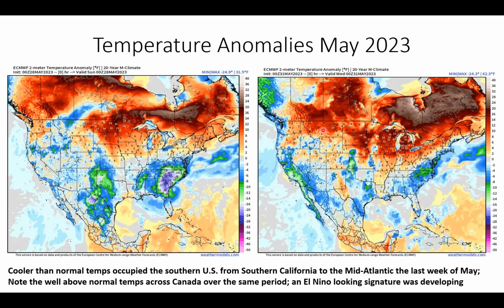And one thing I want to mention about this temperature regime is an El Nino looking signature was developing, where we get cooler than normal readings and increased cloudiness and more southern storm track across parts of the southern U.S. from Southern California working their way towards the southeastern U.S. So this looks a lot more like an El Nino type pattern here at this point.